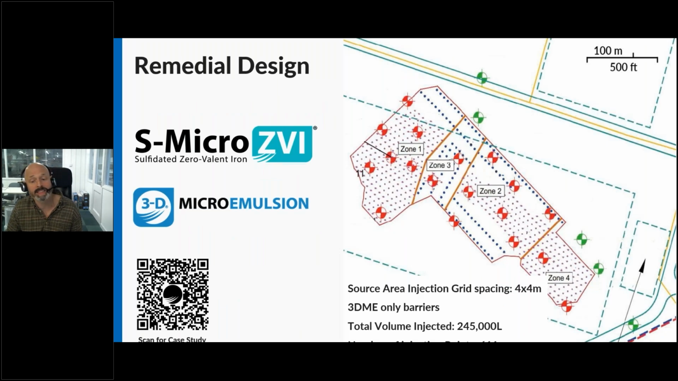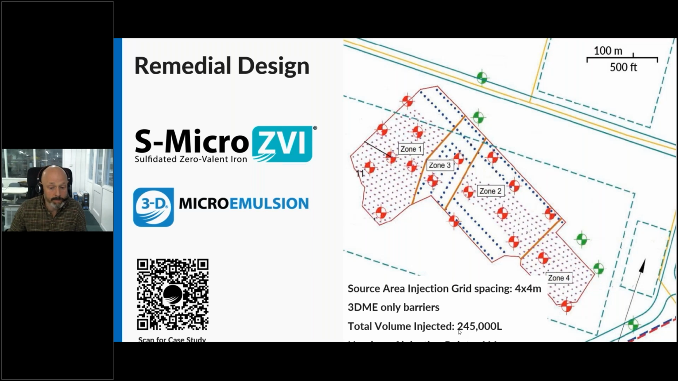Back to my TCE site. This is the application configuration that we went for. An ERD and ISCR approach with 3DME and S-MicroZVI in the central source areas where we had a lot of TCE mass. We went for a 4 meter by 4 meter grid spacing, making use of pretty good permeability in the sand and gravels and the really good distribution properties of the technologies that we used to give us confidence that we're going to get overlap of the radius of influence there and effective treatment in the source areas.